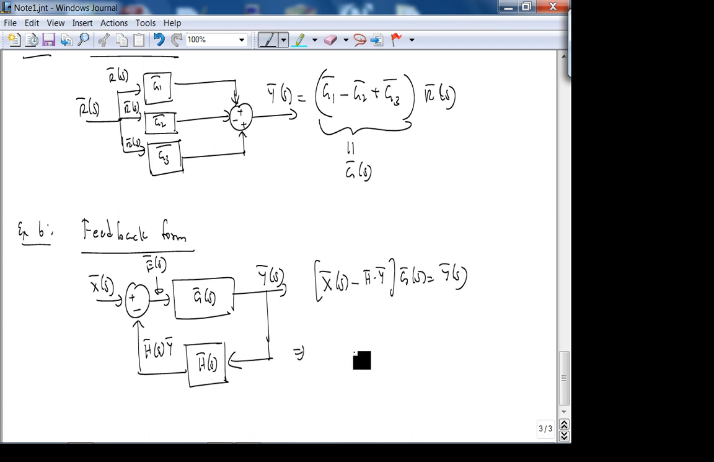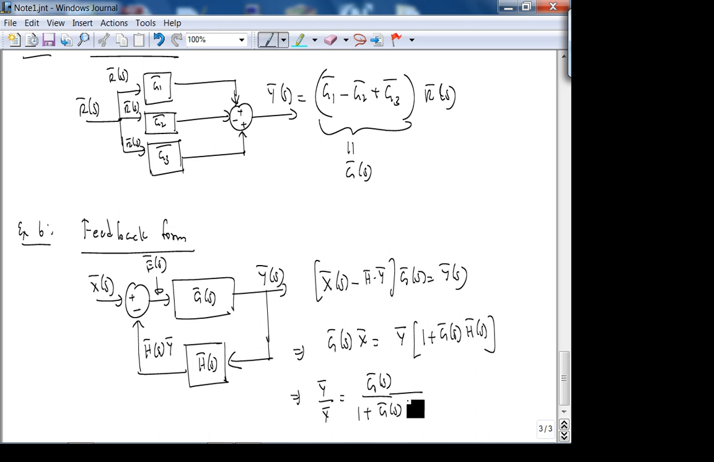So now this implies G of S times X is Y. Now be careful, right? So you multiply this by G, you get GH. You take it to the other side, and then factor out a Y, you get 1 plus G of S, H of S, correct? So our transfer function Y over X is G over 1 plus G of S, H of S. Okay, so there's our feedback form, the all important feedback form.